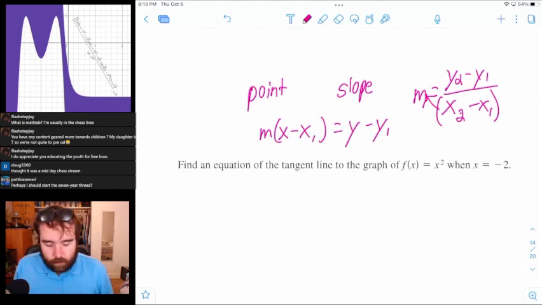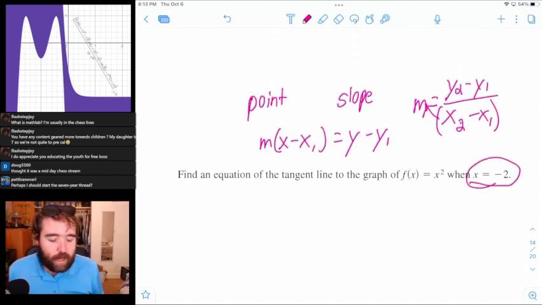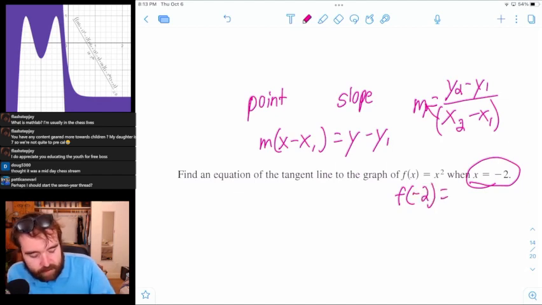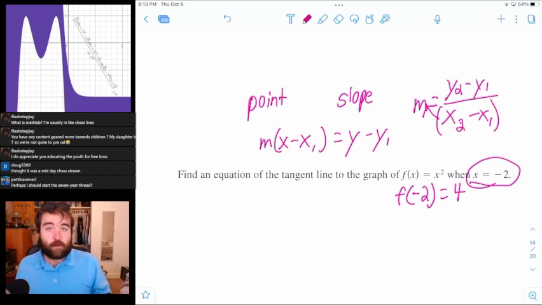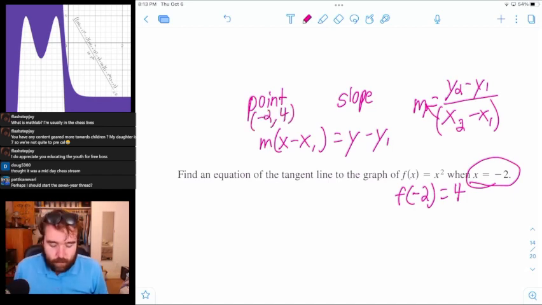So let's find it. First off, let's find the point. They tell us that it's going to be at x equals negative 2. And if x equals negative 2, we just need to find the y value. So we need to use this equation to find the point. We need to do f of negative 2, and that's going to be negative 2 squared, so positive 4. So that's our point: negative 2, comma, positive 4.